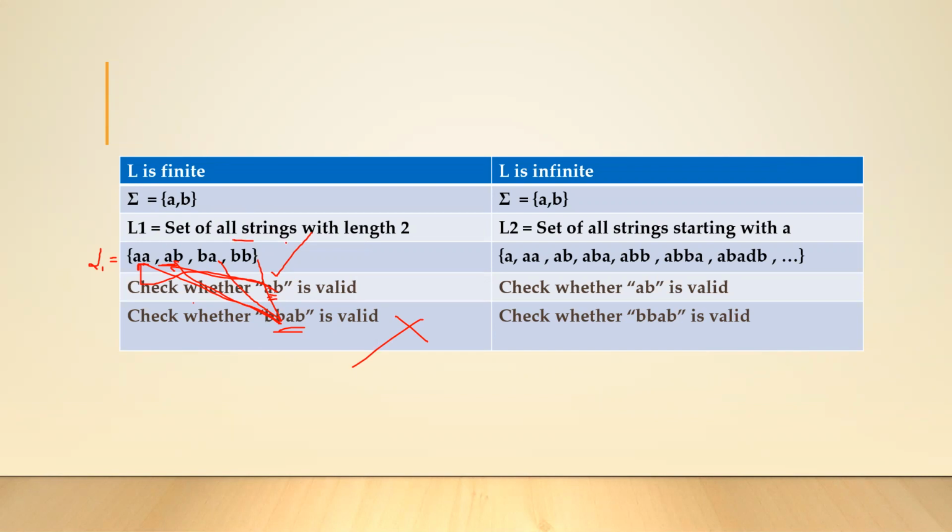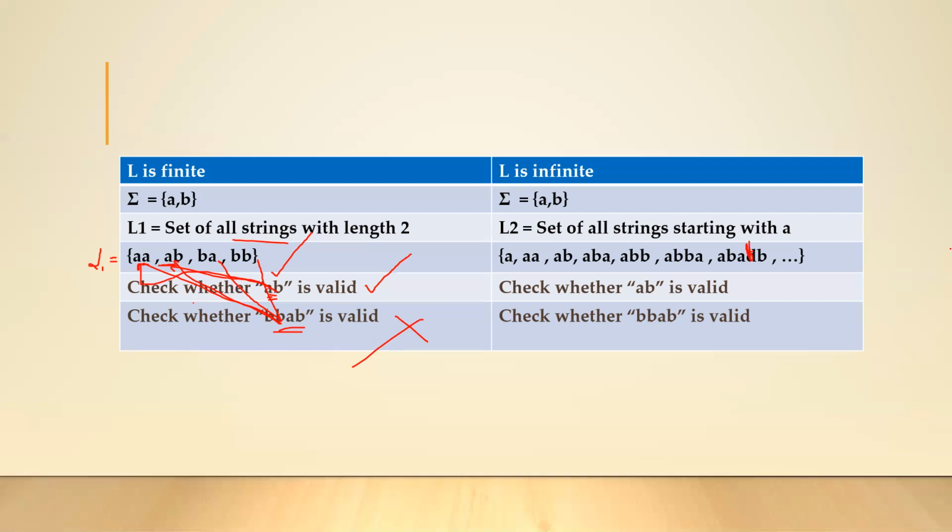So in this language L1, AB is valid, while BBAB is not valid. Now let's think about an infinite language. We saw this example earlier: all strings starting with A. I made a mistake, you can't have D over here. Anyway, you have a set of all strings starting with A.